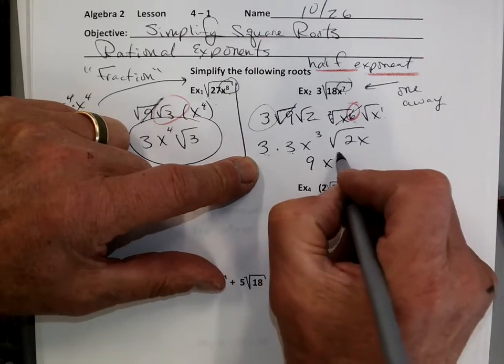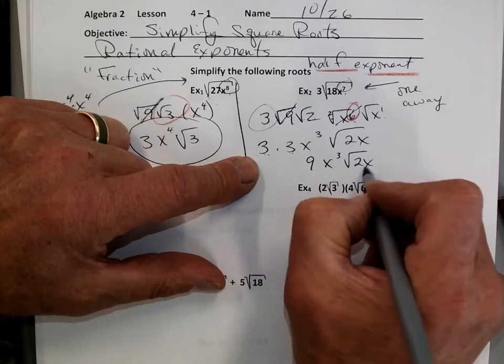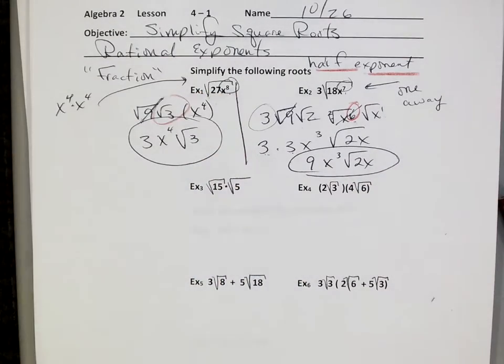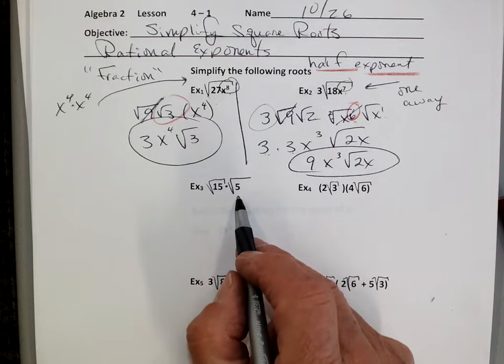X to the third, square root of 2x. Okay, again, we did this last year, so hopefully this is a review. Okay, example 3. If they're both square roots, we can multiply them.